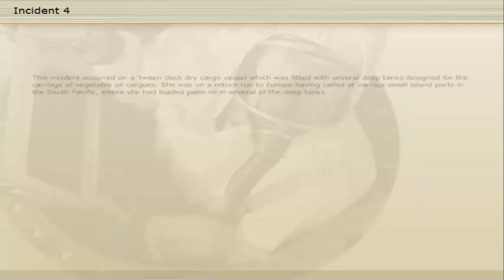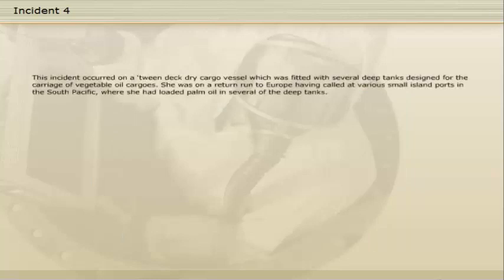This incident occurred on a tween-deck dry cargo vessel which was fitted with several deep tanks designed for the carriage of vegetable oil cargoes. She was on a return run to Europe, having called at various small island ports in the South Pacific, where she had loaded palm oil in several of the deep tanks.